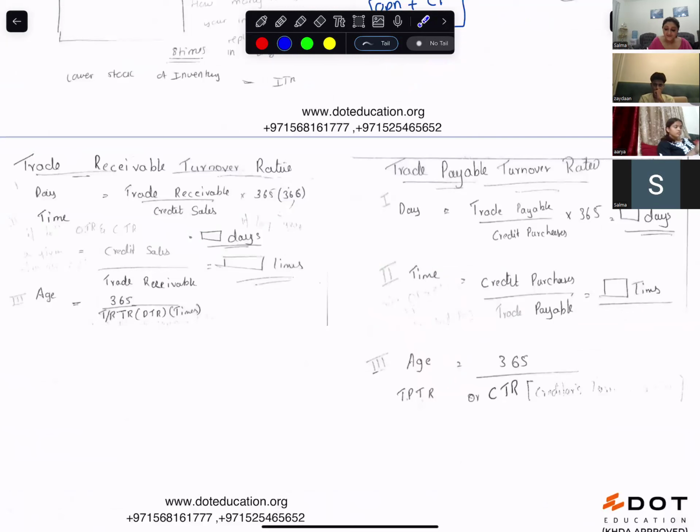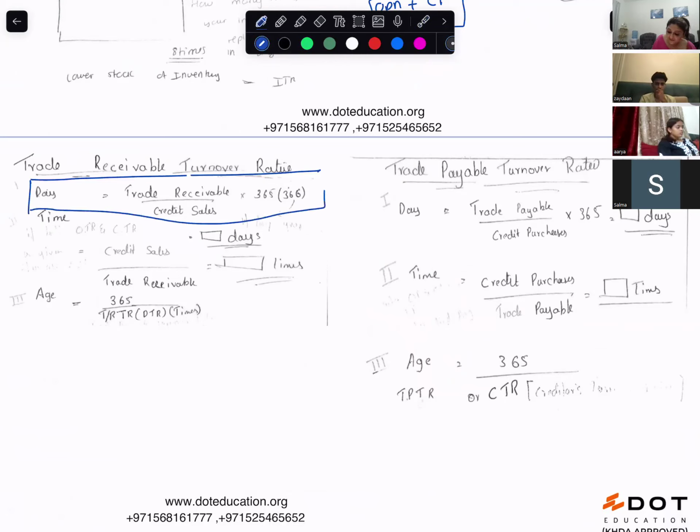Then there is trade receivable turnover ratio. Trade receivables over credit sales into 365. In how many days you collect money from your trade receivables? And if it is credit sales over trade receivables, that is how many times you collect money from your trade receivables.